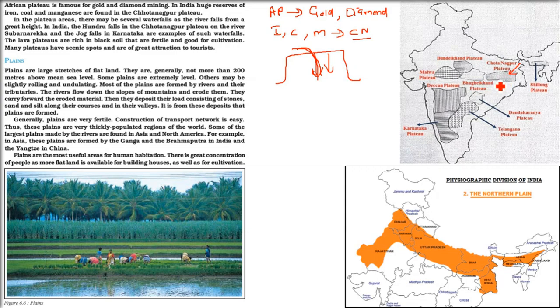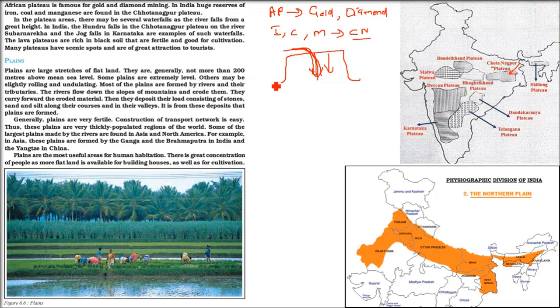Subarnarekha or Swarna Rekha. We have Hundru Falls in the Chota Nagpur plateau, where the water falls steeply. Then in Karnataka, we have Jog Falls. So two things: Hundru Falls, Chota Nagpur; Jog Falls, Karnataka. Remember like this. And these are the waterfalls.